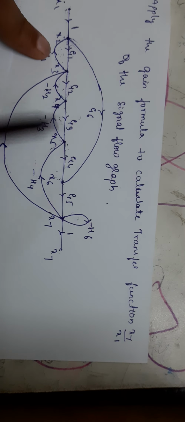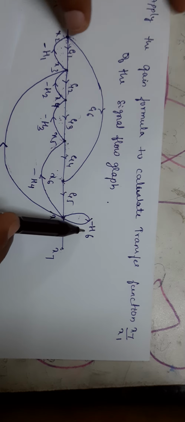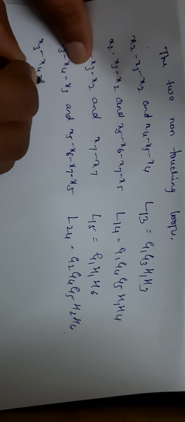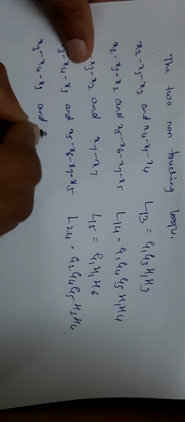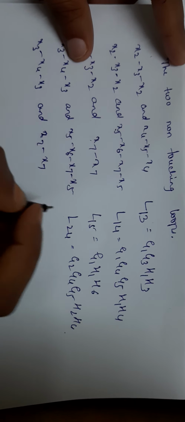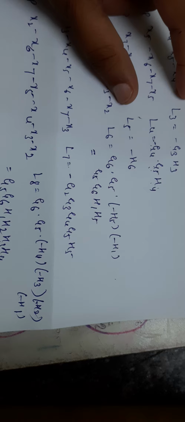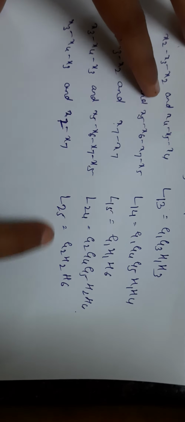Next, this and this are not touching. G2 H2 into minus H6. What is that? X3, X4, X3 and X7 to X7. X34 is L2, X77 is L5, so that is L25. Minus into minus is plus, G2 H2 H6. This is our next loop.